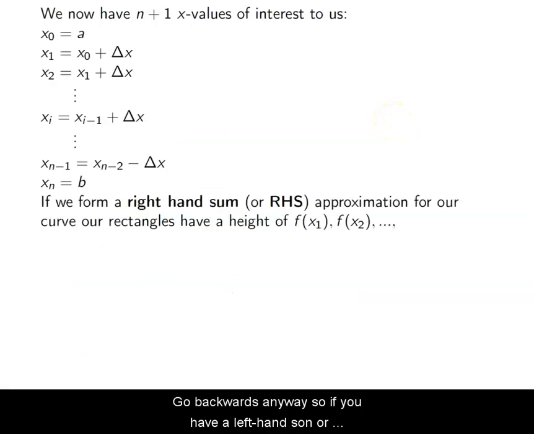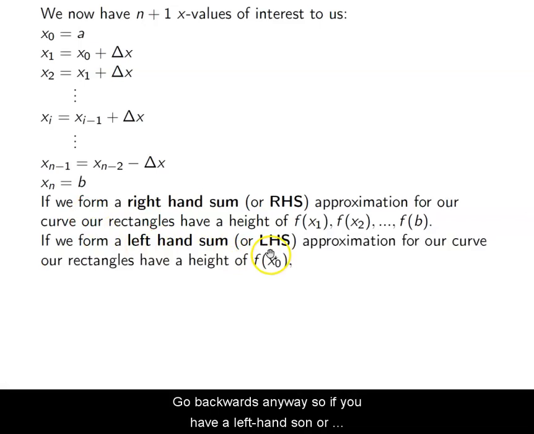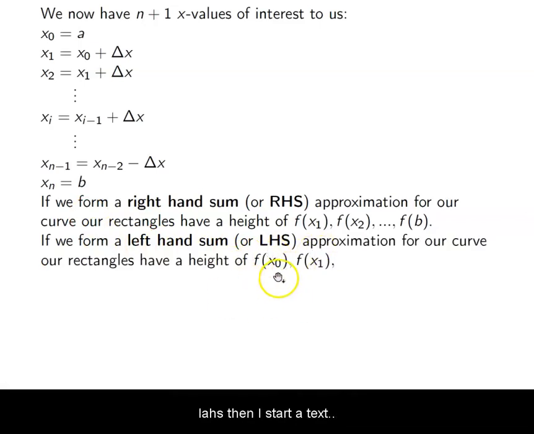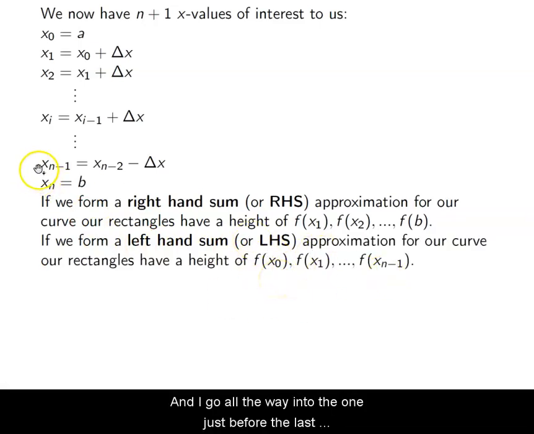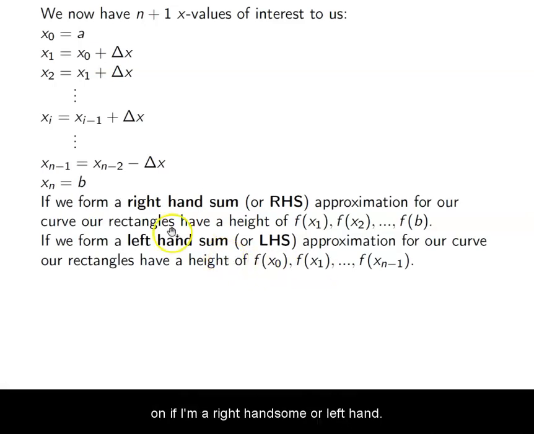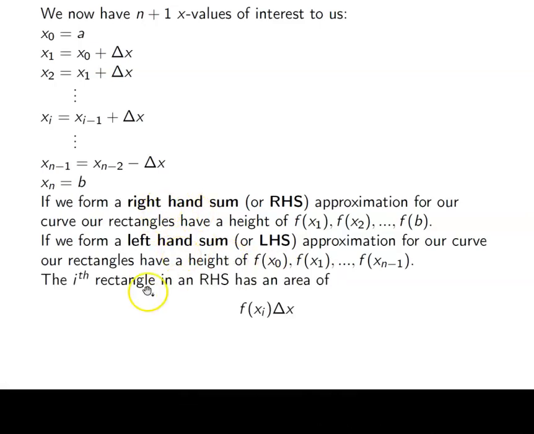All right, try not to go backwards anymore. So if we have a left-hand sum, or LHS, then I start at x naught and I go all the way into the one just before the last x value. Okay, so that gives me n for both of these. Either I'm using the first one or I'm not, or I'm using the last one or I'm not. That's always the case, depending on if I'm a right-hand sum or left-hand sum.